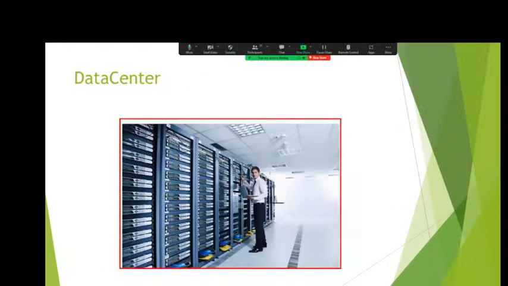For example, we are working in one organization and we got a new project where I would like to build 10 virtual machines. First step, what do we have to do? Submit the request to the data center team. This is the data center team. They will verify whether space is available or not. If yes, they will rack the space.